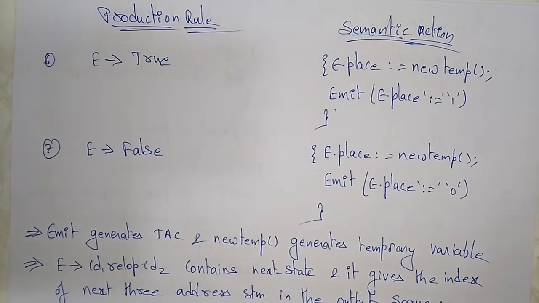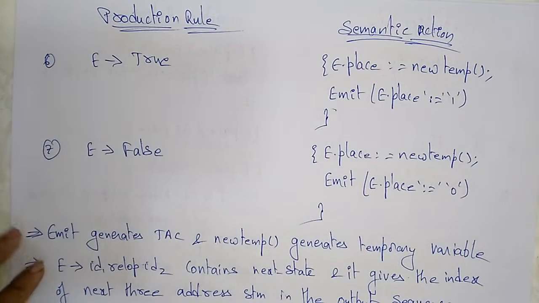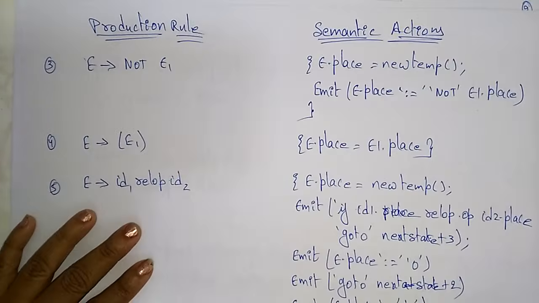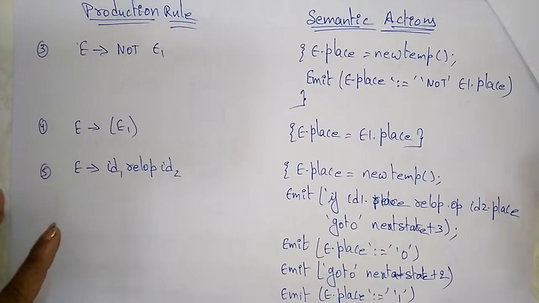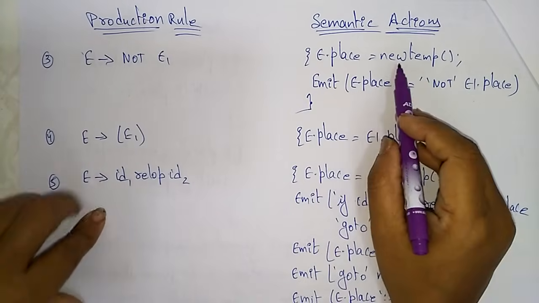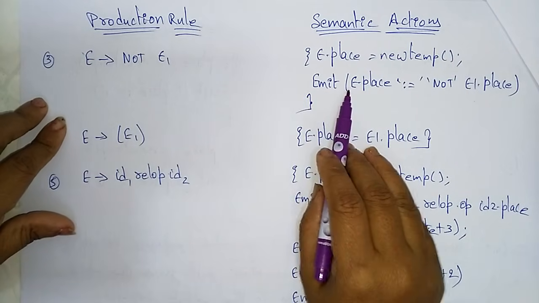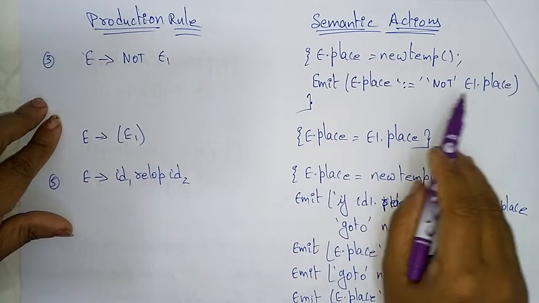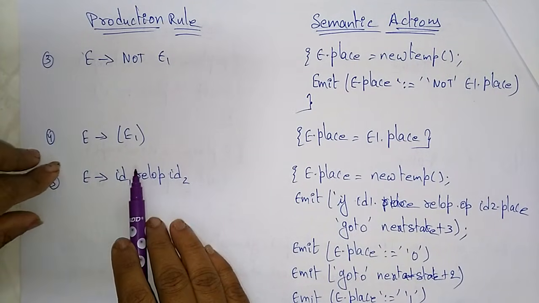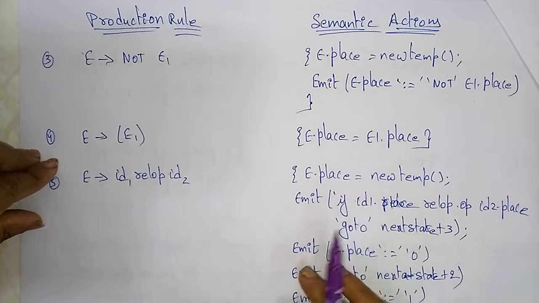And the third production. Sorry, this is not the third production. Let me take the third production, which is E determines not E1. For this also you have to take a temporary variable, place it in E dot place, and generate a 3 address code, that is E dot place is equal to not E1 dot place. Now E determines E within the parenthesis: just assign E1 dot place to E dot place.